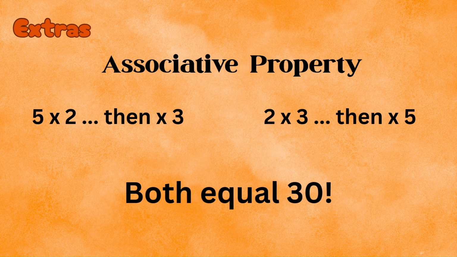Next we have associative property. If we first multiply 5 times 2, which equals 10, and then decide to multiply 3, we get 30. But if we multiply 2 times 3 first, which equals 6, then multiply the 5, we still get 30. So both equal 30.